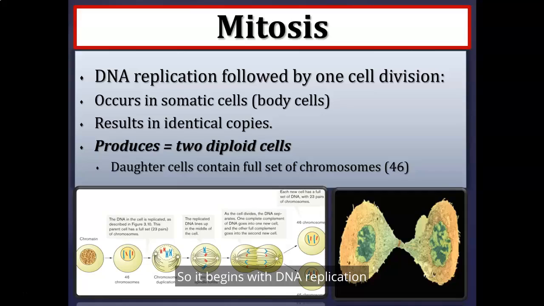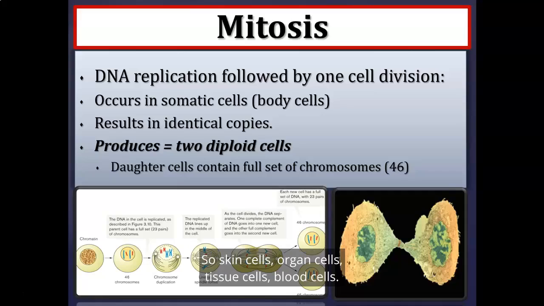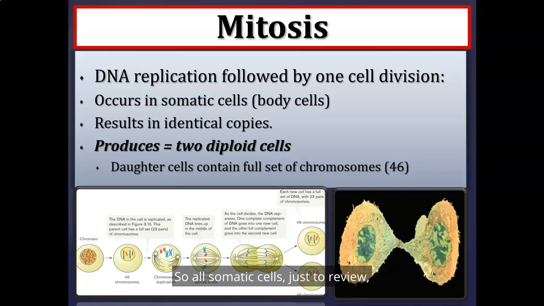So it begins with DNA replication followed by one cell division. It occurs in all somatic cells, all body cells throughout the body, so skin cells, organ cells, tissue cells, blood cells. The end result is two identical diploid cells, and daughter cells will contain a full set of chromosomes. So all somatic cells, just to review, will have 46 chromosomes in humans.